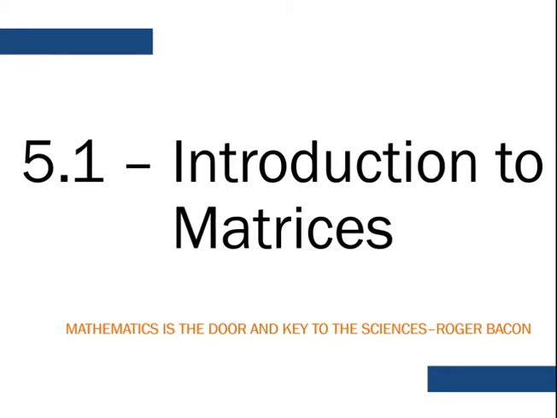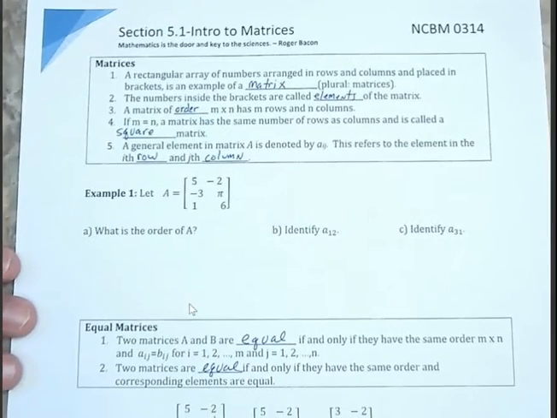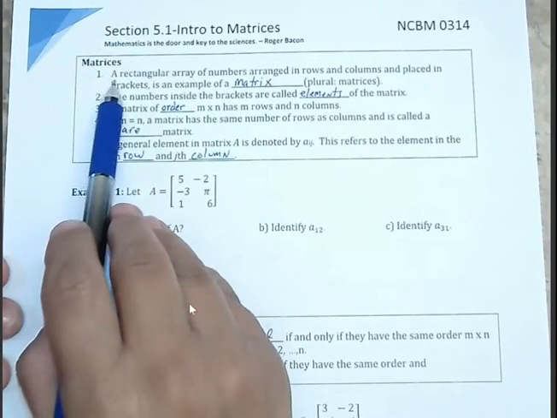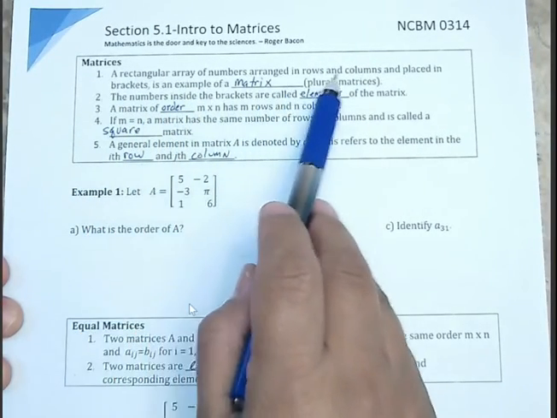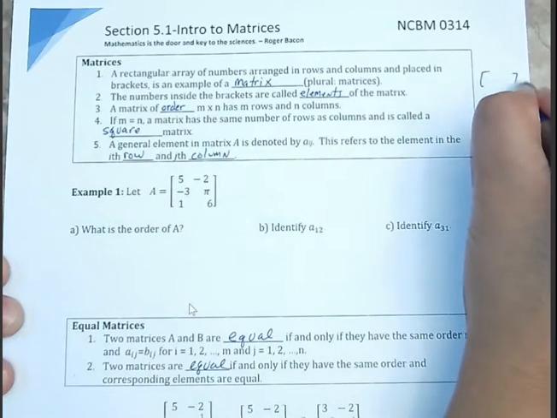Section 5.1, Introduction to Matrices. Okay, so in this section, we're going to be talking about matrices. And so a rectangular array of numbers arranged in rows and columns is an example of a matrix. So that looks something like this.